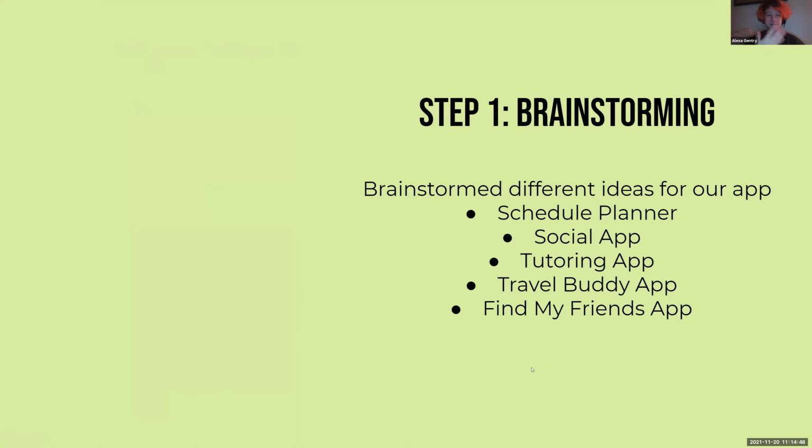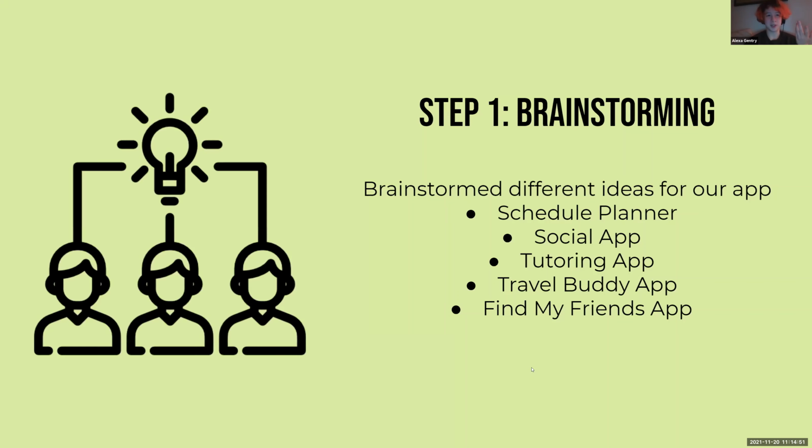So let's talk about our progress. First of all, we started with brainstorming, because how are we going to know what app to do if we don't do that? We had a lot of ideas and were going in a lot of different directions. We thought maybe we could do a schedule planner that uses known techniques to help you be more productive with your rest and your homework. We also thought about a social app based on interests, a tutoring app that helps you find a tutor, or a travel buddy app that helps you find a travel buddy. But all in all, we decided on Find My Friends, which was our original name for this.